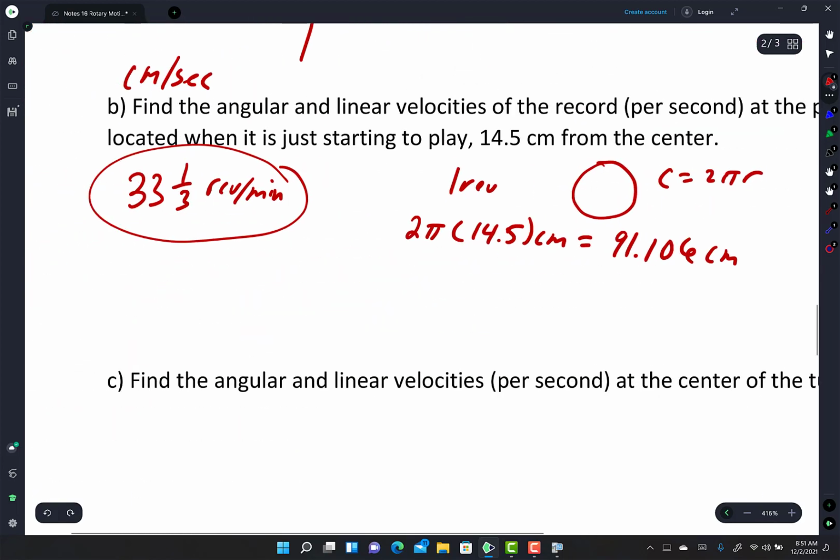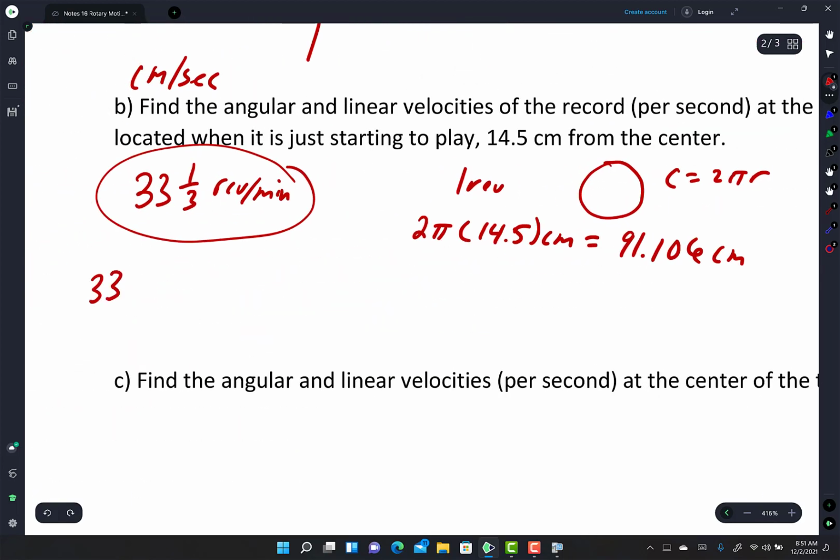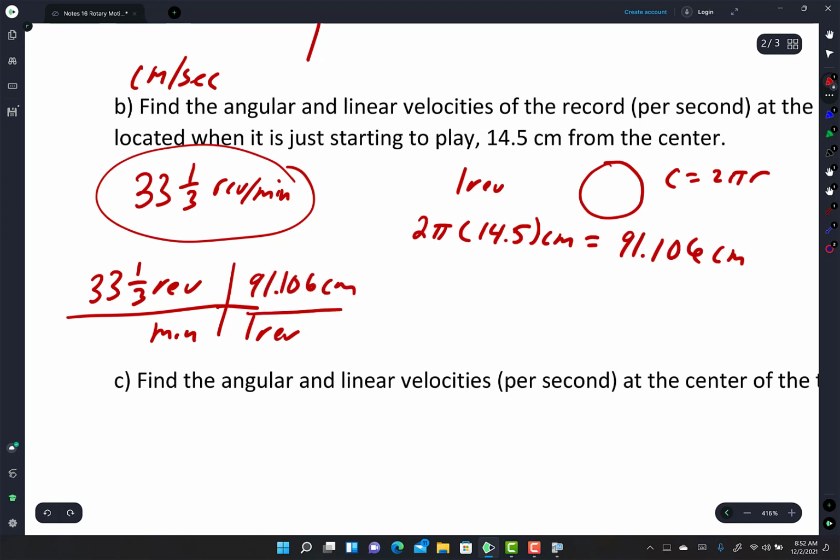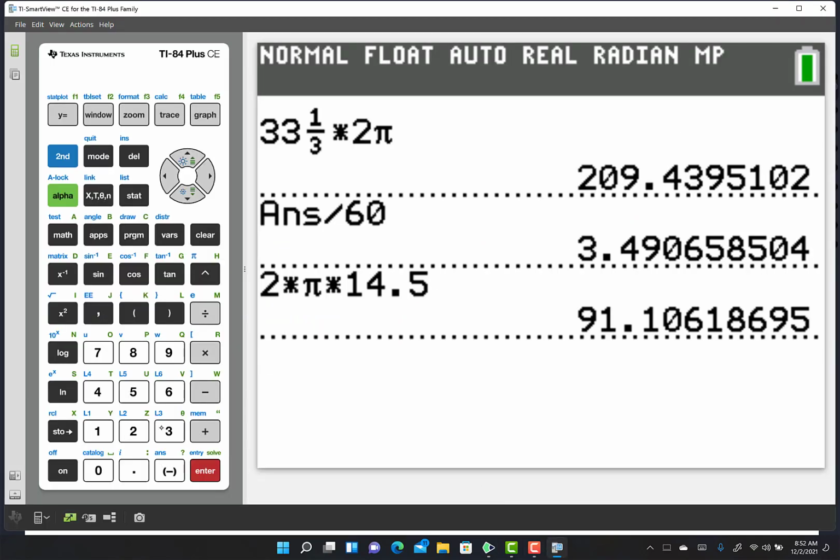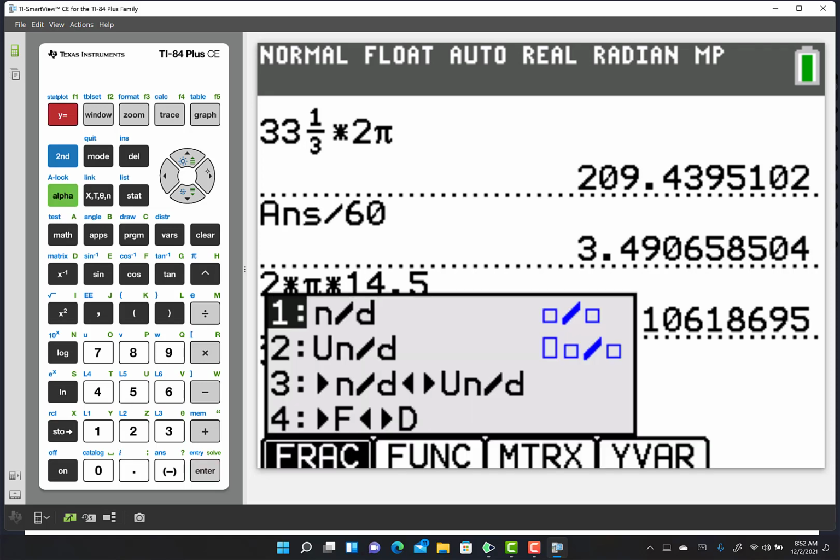So check it out. I'm going to go 33 1/3 rev per minute. Don't write this down, just listen. And in one rev, I cover 91.106 centimeters, and that cancels my rev. Now I need to turn that minute to seconds. In 1 minute, there is 60 seconds, correct? All right, so let's see all this work. Don't write this down, just listen, because in a little bit I'm going to show you a hack. And hopefully you'll like the hack.